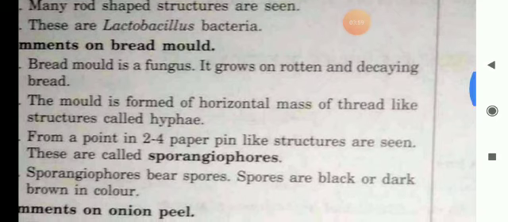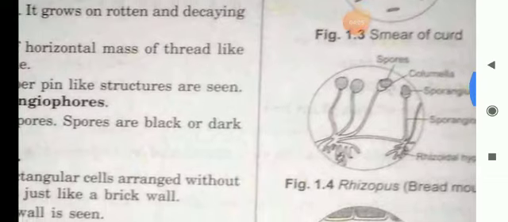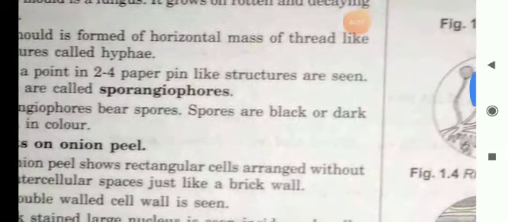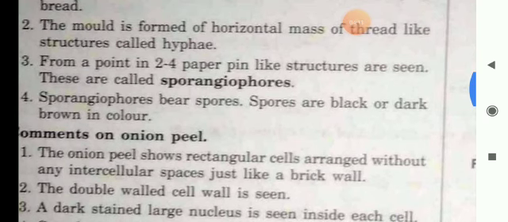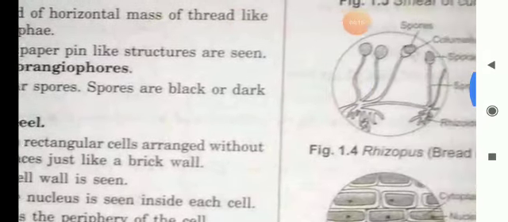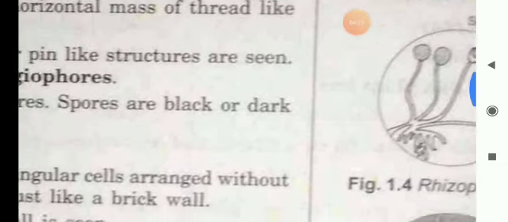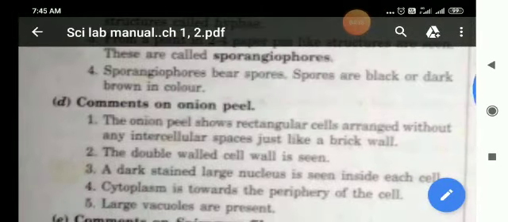This mold is formed of horizontal mass of thread-like structure called hyphae. This is a thread-like structure which is known as hyphae, and from a point 2 to 4 paper pin-like structures are seen, and these are called sporangiophores. See here. The thread-like structure is known as sporangiophore, and at the top there is sporangium, and this sporangium carries the cells which are known as spores. So sporangiophores bear spores. Spores are black or dark brown in color.